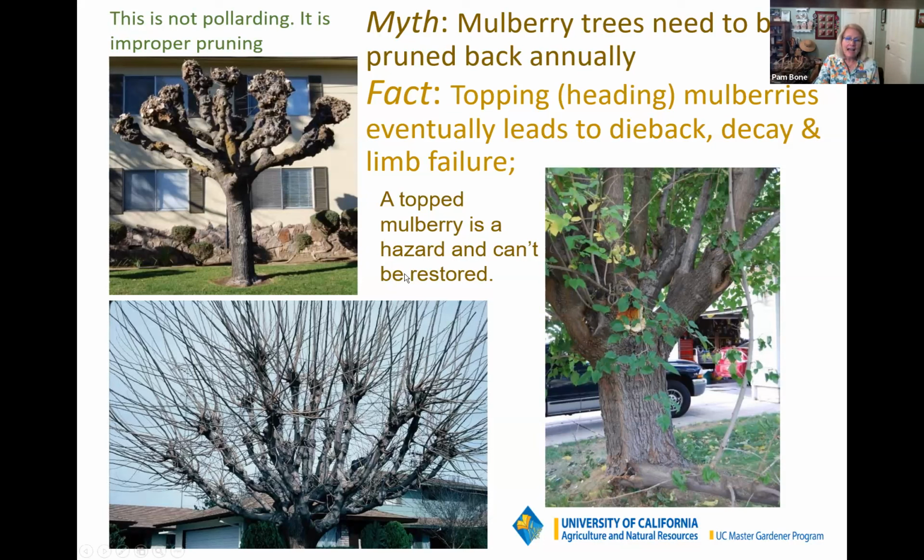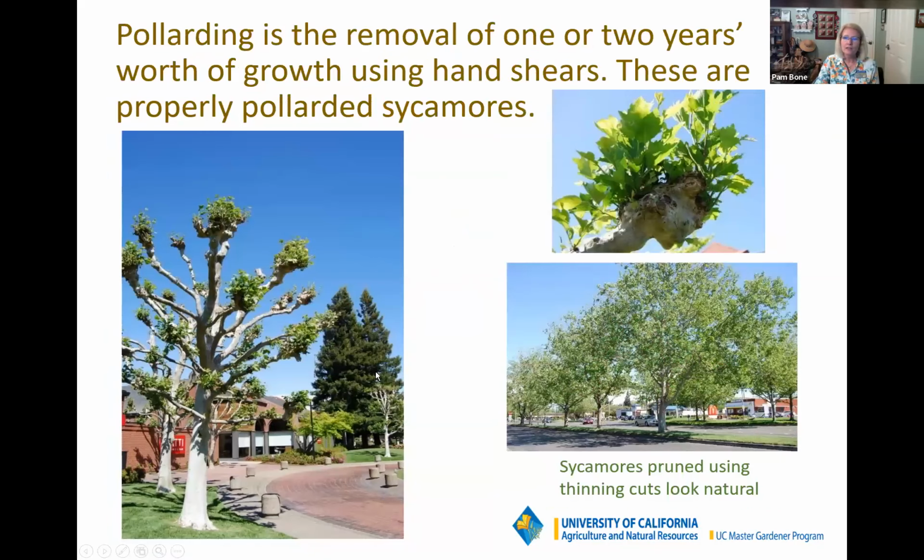A topped mulberry is a hazard. It can never be restored. This is a neighbor that was doing it, and they tried to stop doing it, and they couldn't. They had to take it out.